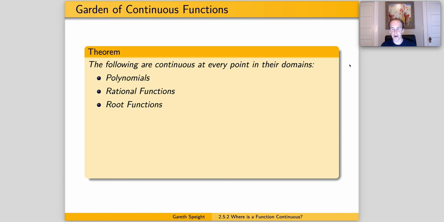So starting off, polynomials. So polynomials, the domain is the entire real line. They're continuous everywhere. Rational functions, remember those are one polynomial divided by another.